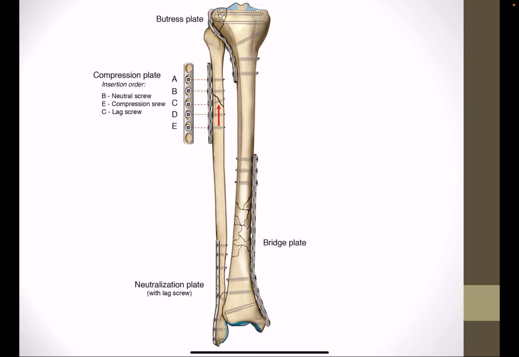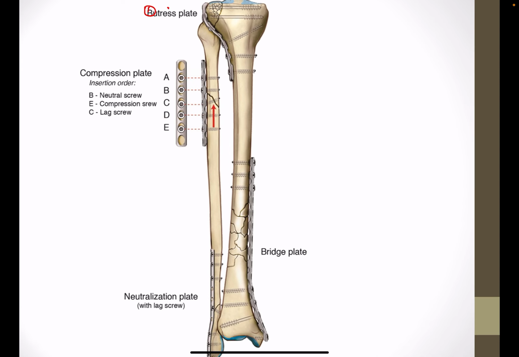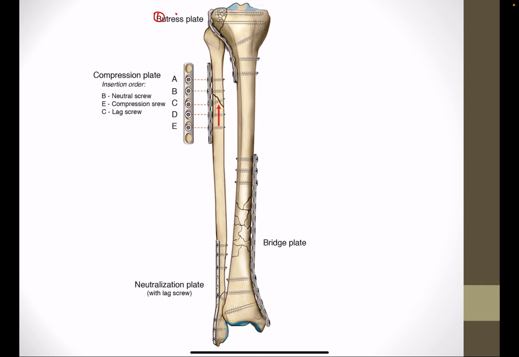So again, I told you that the detailed video about plating, what kind of plates, what are derotation plates, neutral plates, buttress plates, bridge plates, will come later on. But this diagram is essentially to understand where which kind of healing occurs and why. So first we'll start with the buttress plate. What is a buttress plate? So if this is the bone and here the fracture is happening, the force it has, this fracture tends to collapse downwards.